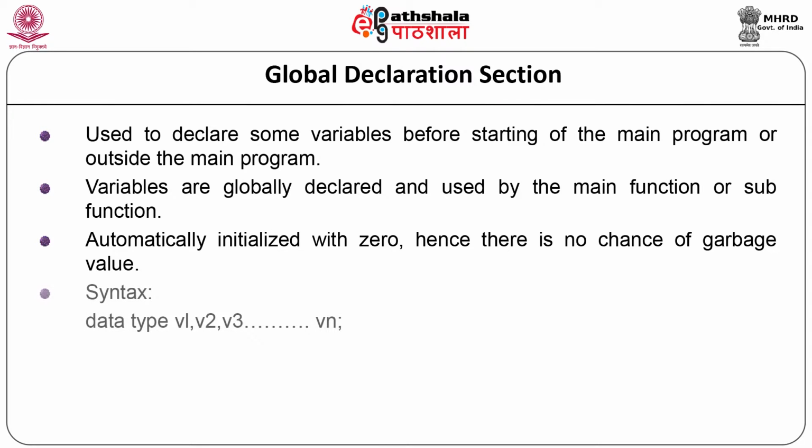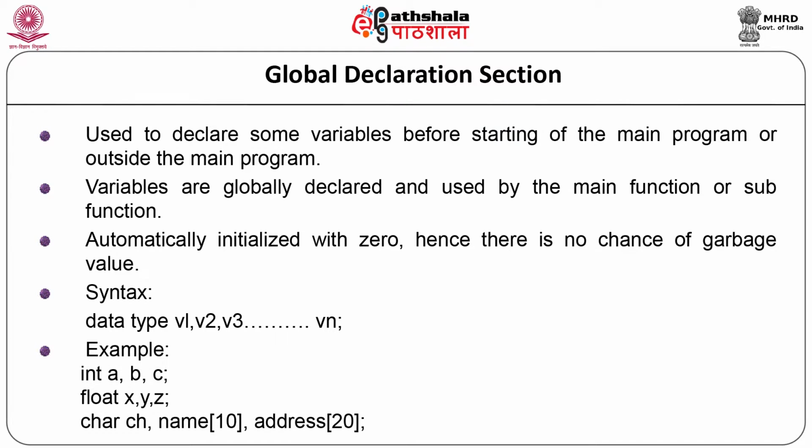The syntax is data type and the variable names. In the above syntax, the data types are built-in data types such as integer, float, character, double, etc. And variable 1 to n is a list of global variables. For example, int a, b, c; or float x, y, z;. Here 3 variables a, b, c will be declared as integer, which are global variables, so main or any user defined function will be able to access them.